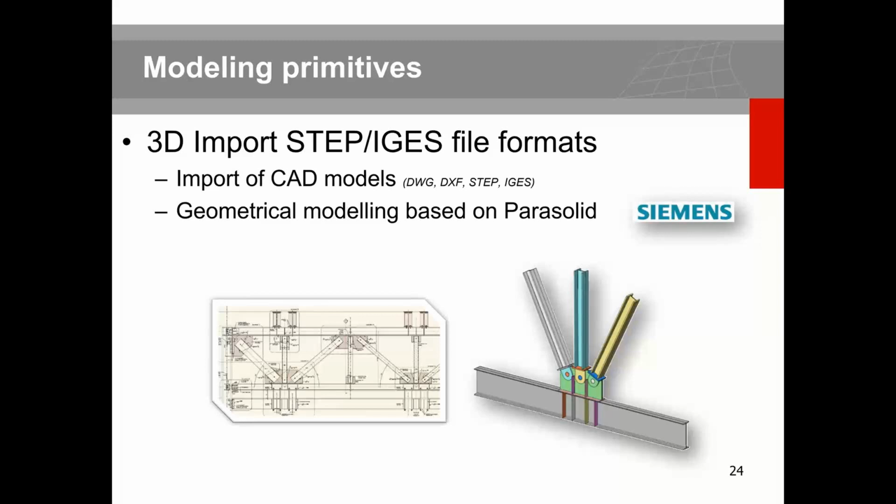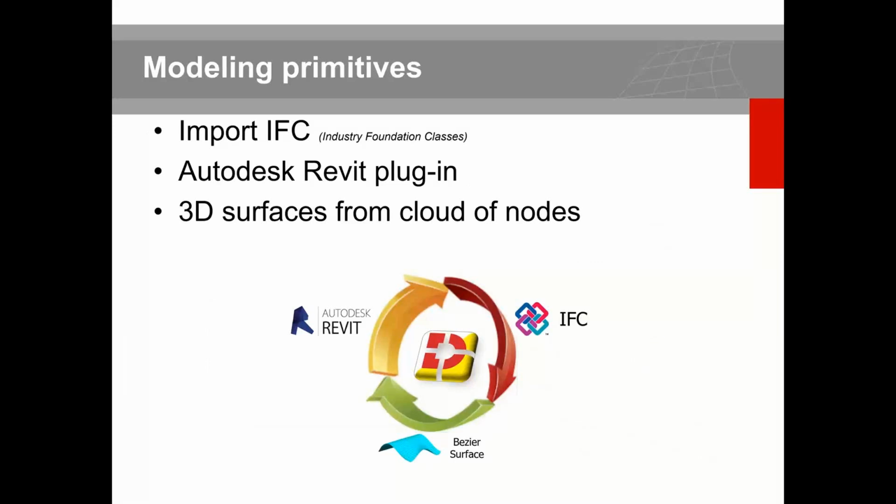So if we focus a little bit on the 3D import, you can either import your geometry from a third-party CAD program, or generate your model from our integrated environment. Among the formats that Diana can handle, there are DWG, DXF, STEP, and IGS. You can also import an IFC file if you are using Revit. Furthermore, if you are dealing with terrain geometry, for instance, you can import a cloud of nodes and generate a Bezier surface from them. This is also a very powerful feature, especially if you are dealing with a geotech project.